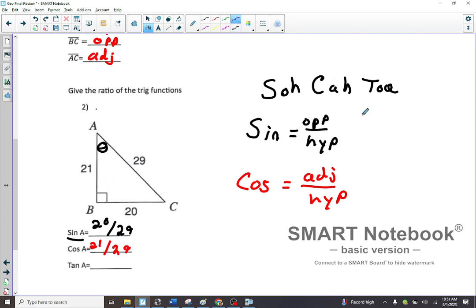Do you do it all based off the right angle? You base it off the angle you're standing on. In this case, I'm standing on A, because it says A here. That's always true, yeah, actually. And the angle you're looking at. So tan is opposite over adjacent. So opposite is going to be across 20 over adjacent 21.